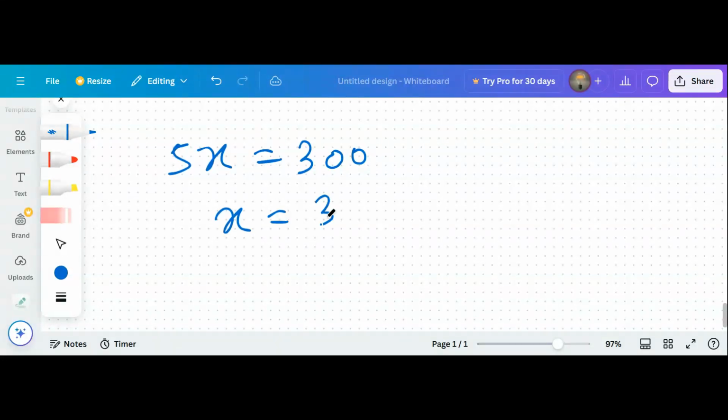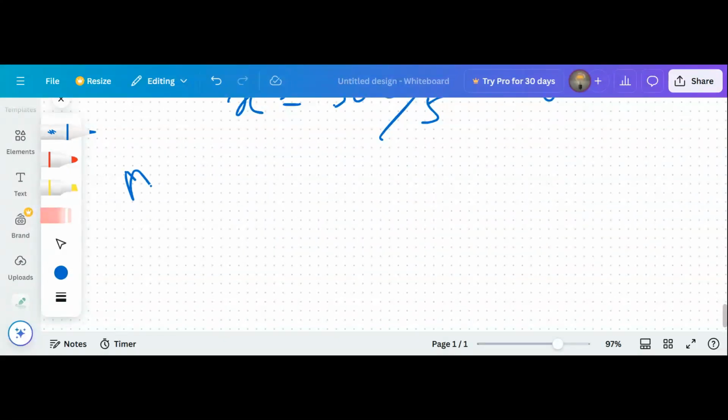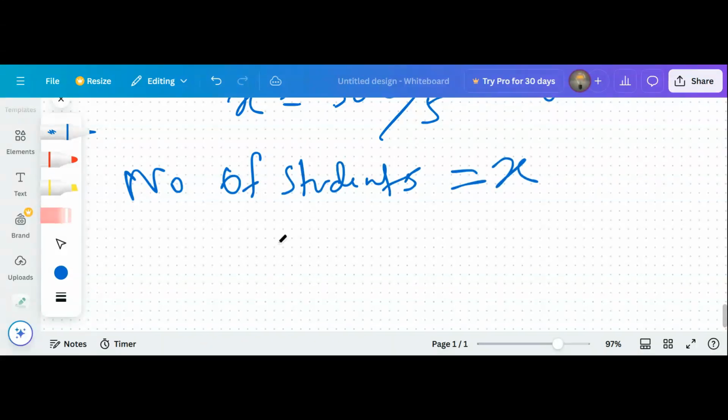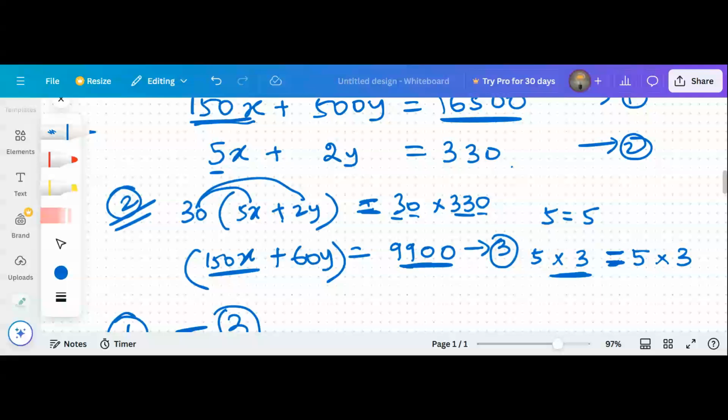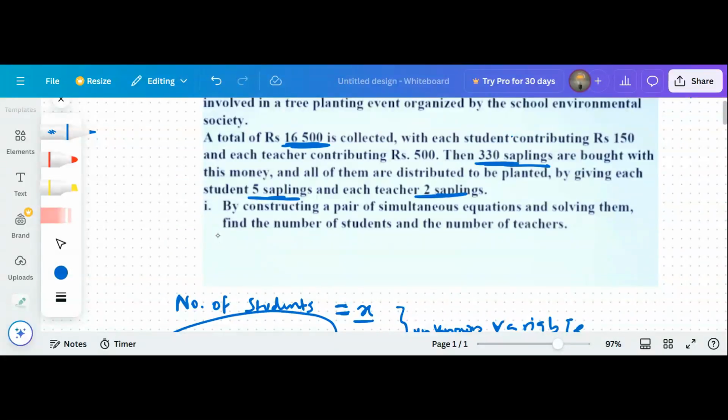So x is equal to 300 by 5, that is equal to 60. So what is x? Number of students is equal to x. So number of students is 60. Number of teachers is 15. So number of students in the school is 60, number of teachers in the school is 15. So that is the question. What is the question? Find the number of students and the number of teachers. Students is 60, there are 15 teachers. So that is the answer.